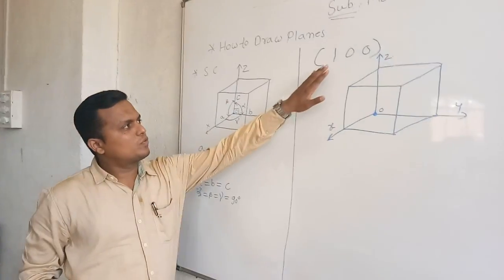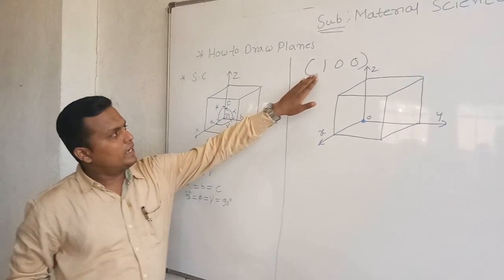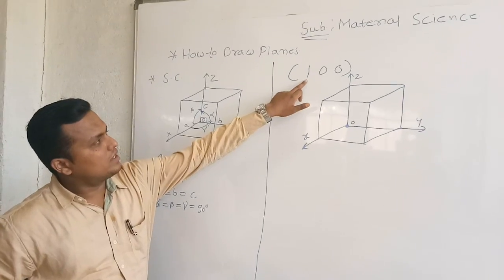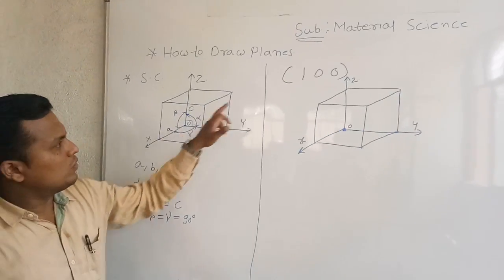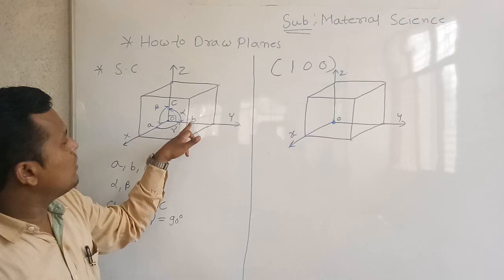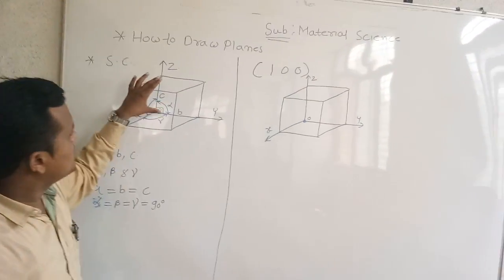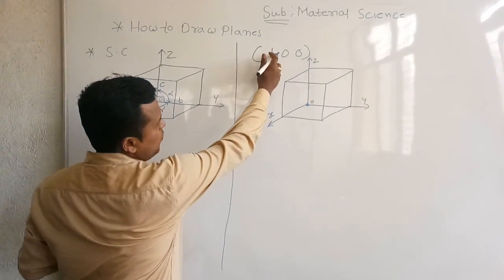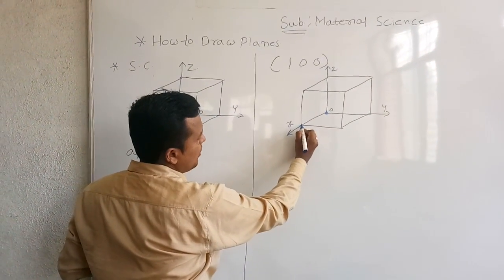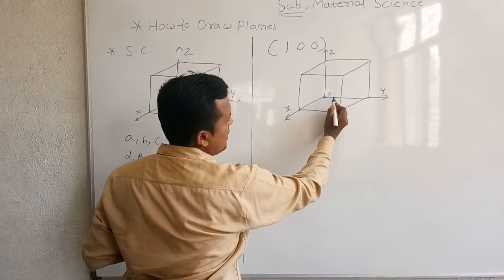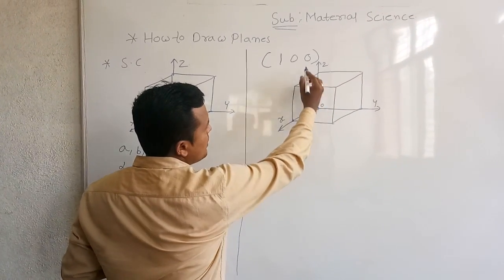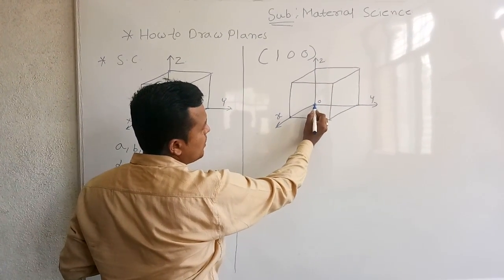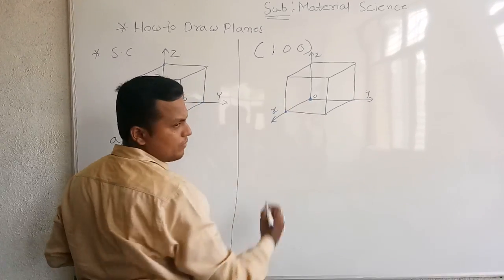Then we are drawing this 1 0 0 plane. So that indicates what? 1 indicates the A value here, 0 indicates the B value, and this 0 indicates the C value. That indicates the distance. So first is what? 1. So 1 means what? This corner point. Second is 0. That means again it comes towards the origin. C is 0. Again it comes towards the origin.